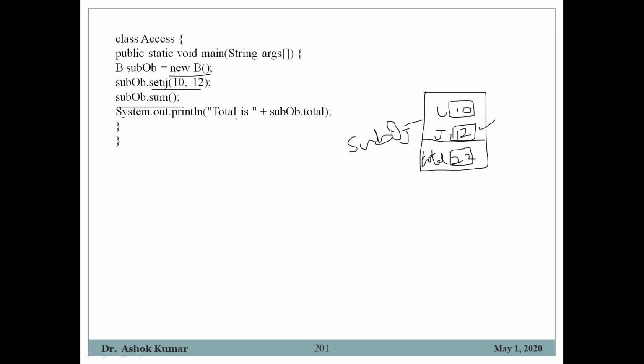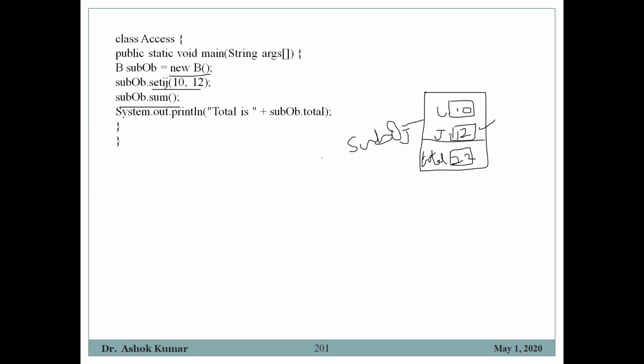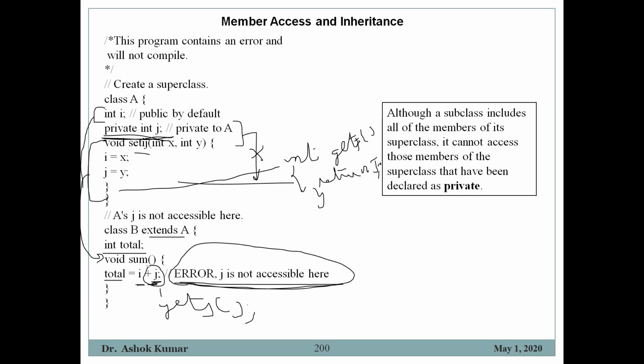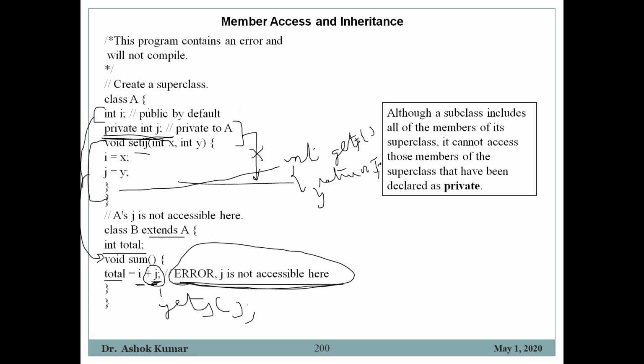So after that, we want to print the sum. So we are calling sub.total. So this will get executed, sub.total. So this is the name of the variable, and it is accessible directly. This total is accessible directly because this instance variable has default access. So you can access total directly through the object of the subclass. So we are doing that over here. So you will get 22 in this case. So this is how inheritance works.